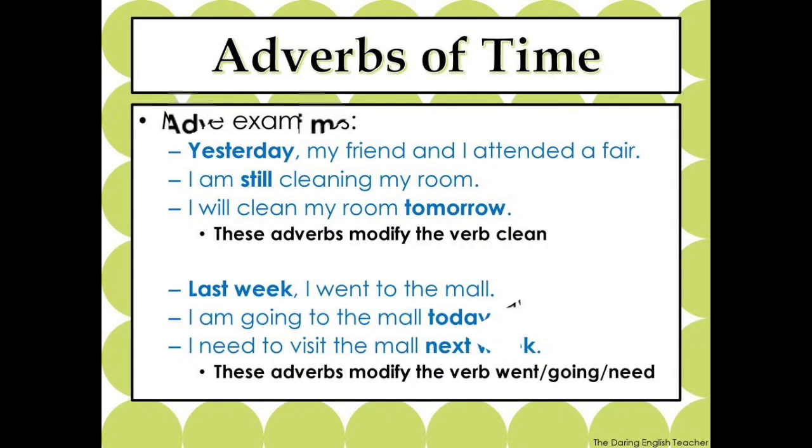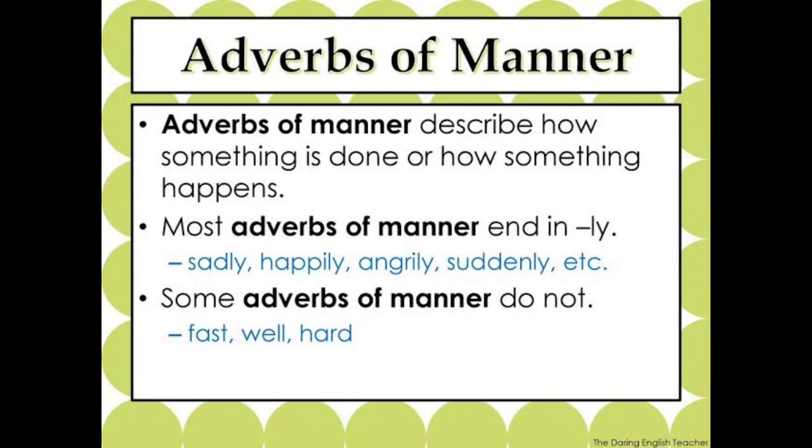Let's move on to the next type of adverb, that is adverb of manner. Adverb of manner describes how something is done and how something happened. To show the question how the action is done, how the action happened, in that situation we have to use adverb of manner for the question how.